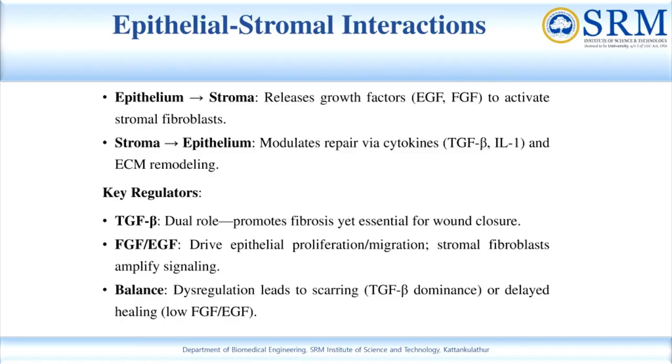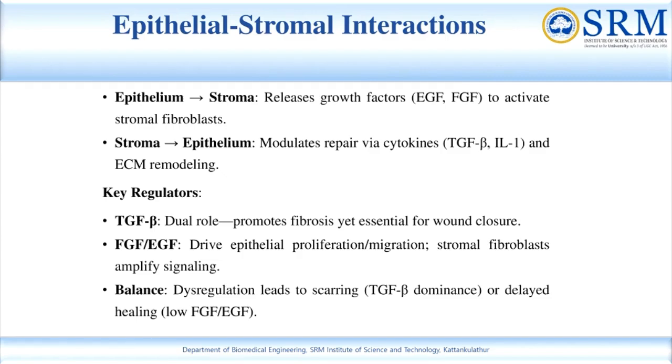In most cases, the injured epithelial cells will release the EGF and FGF, activating the quiescent stromal fibroblast. These growth factors in turn will trigger fibroblast proliferation, migration, and production of the provisional ECM such as fibronectin and collagen, and thereby it will create a scaffold that is needed for the repair. In turn, the activated fibroblasts that are found in the stroma will secrete TGF beta and interleukin 1, which will signal back to the epithelial cells.